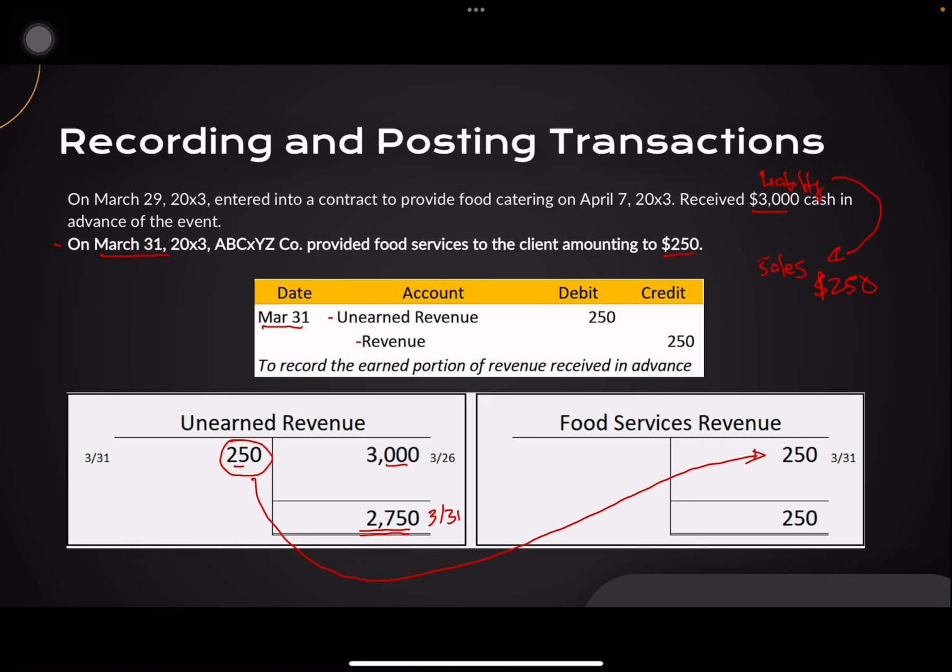Okay, so as of March 31, your revenue is $250. Again, you will recognize this now as part of your sales or your revenue or your income because you already performed actual service for your client. It may not be the full amount of $3,000, but still you performed something partially amounting to $250, which is already income on the part of ABCXYZ company.